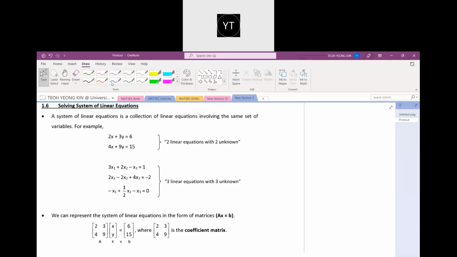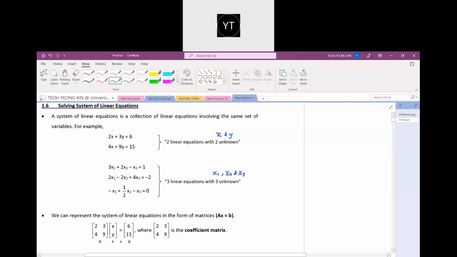So what is the unknown here? Apakah unknown kat sini? Adalah x and y. So the unknowns here are x and y. Let's say this one: 3x1 plus 2x2 minus x3 is equal to 1. 2x1 minus 2x2 plus 4x3 is equal to negative 2. Negative x1 plus 1 over 2 x2 minus x3 is equal to 0. So this one we know as three linear equations. Why? Because we have three linear equations with three unknowns. So here the unknowns will be x1, x2, and x3.